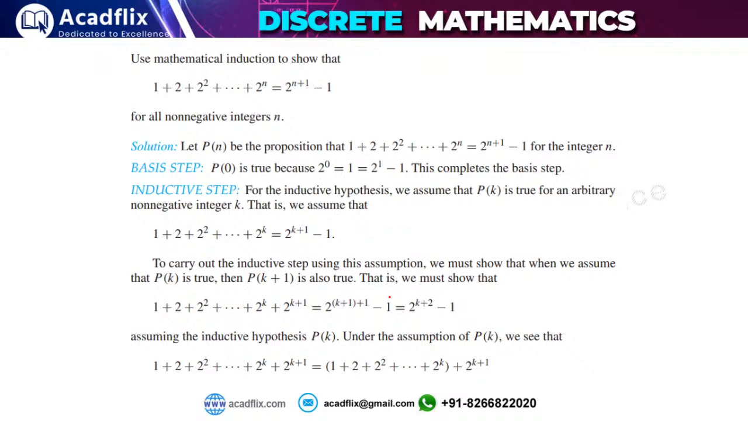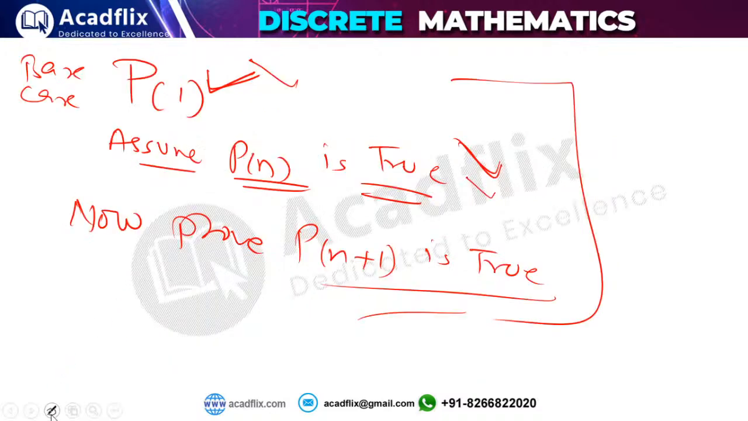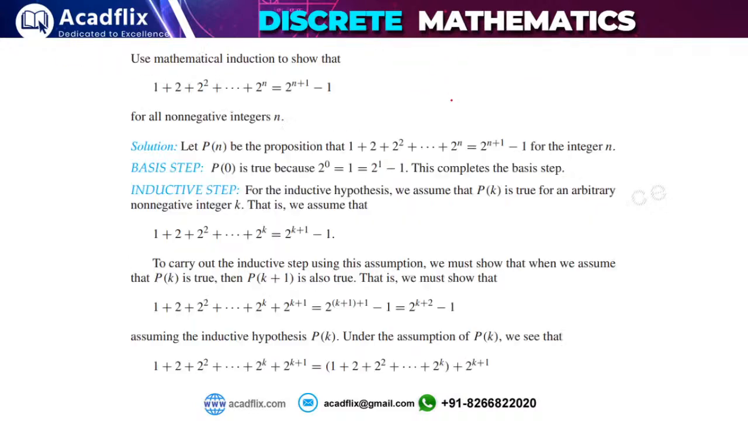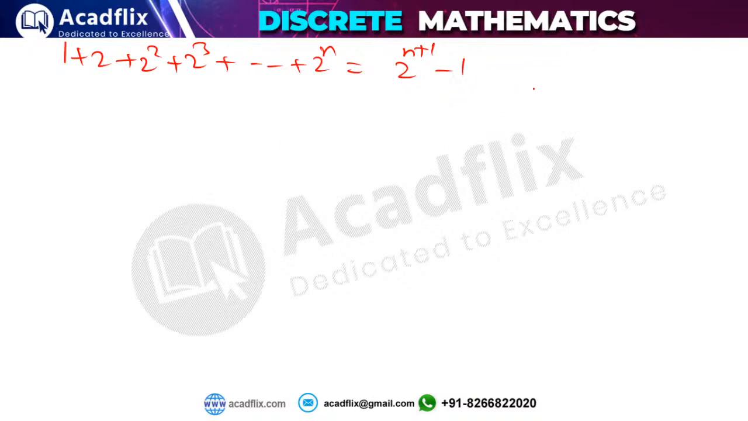Let's take the next example. Let's prove that 1 plus 2 plus 2 square plus 2 cube and so on, up to 2 power n, is equal to 2 power n plus 1 minus 1. So we need to prove this. Someone is telling you to prove this thing. Let's see how you can prove this. Very easily you can prove this.